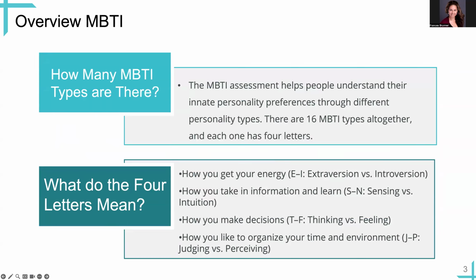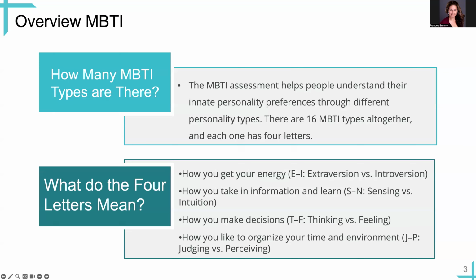So, how many MBTI types are there? There are 16 personality types. Each one of them has a four-letter combination. E versus I, extroversion versus introversion, is how you get your energy. S or N, sensing versus intuition, talks about how you take in information and learn. T or F, thinking versus feeling, talks about how you make decisions. And J or P, judging versus perceiving, talks about how you organize your time and your environment.